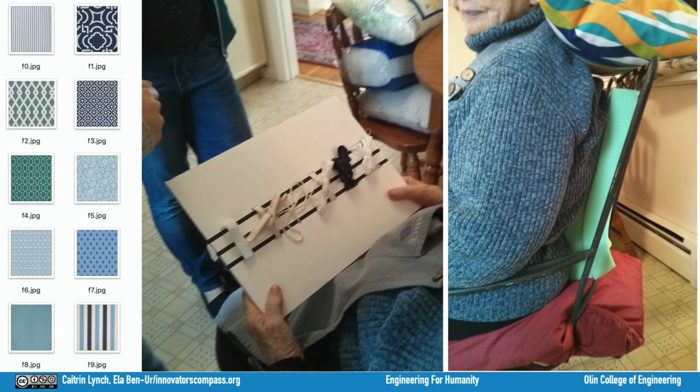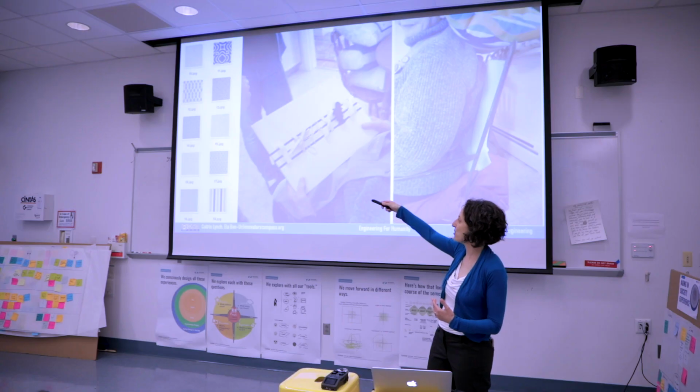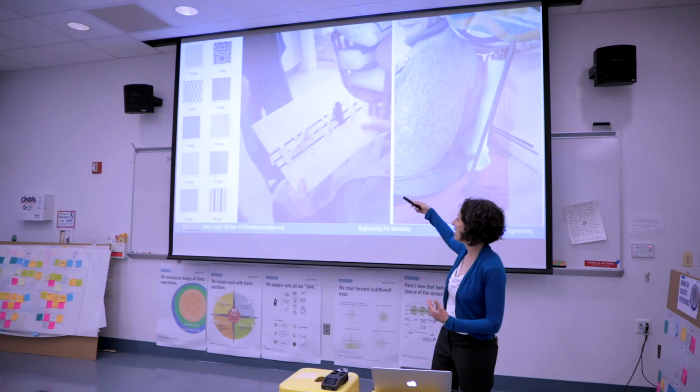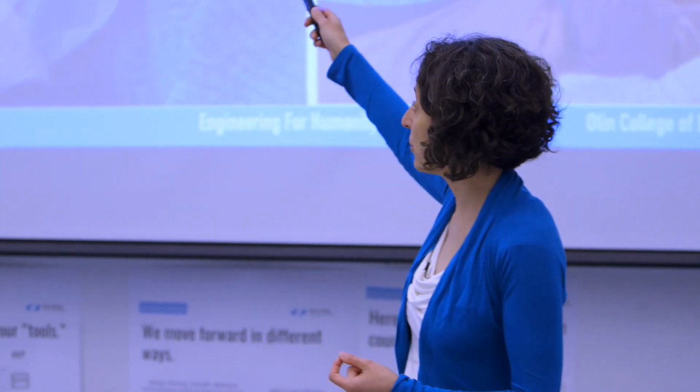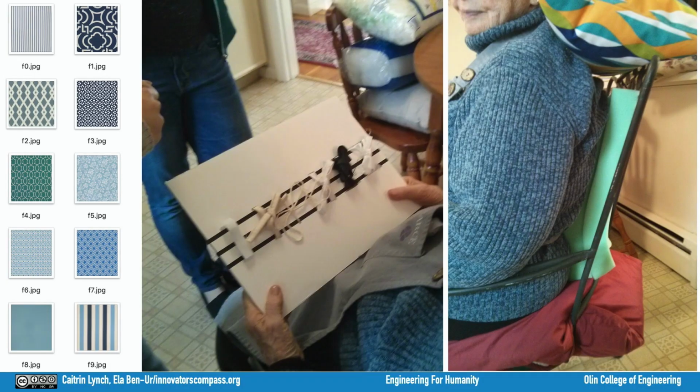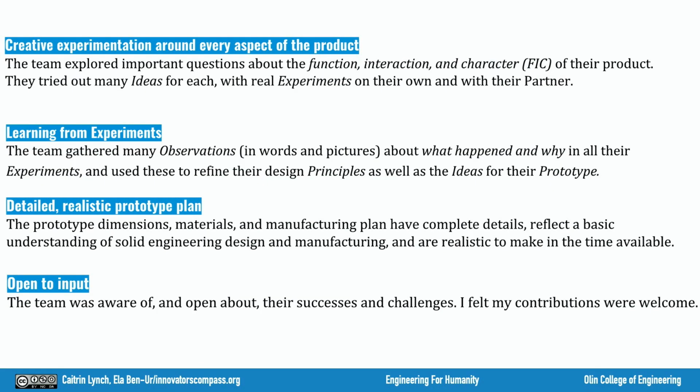These are different color swatches that they used to think about what they already knew, that her favorite color was blue, but then what kind of patterns might work for a chair cushion. They figured out that she wanted to tie it, and so they tried different materials for how they would look and how she was able to tie. For the interaction and character, and also for the function, they tried different materials and thicknesses for the cushion. So they're experimenting separately with function, interaction, and character. And that's what we're looking for: creative experimentation around every aspect of the product.